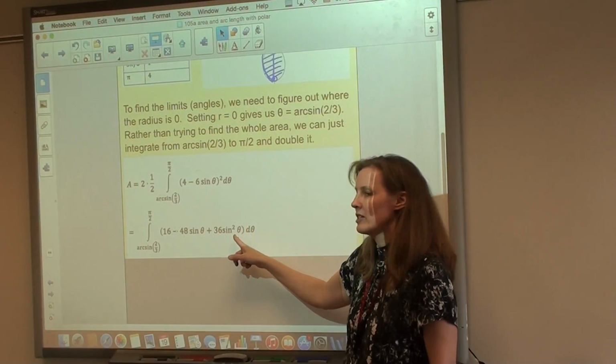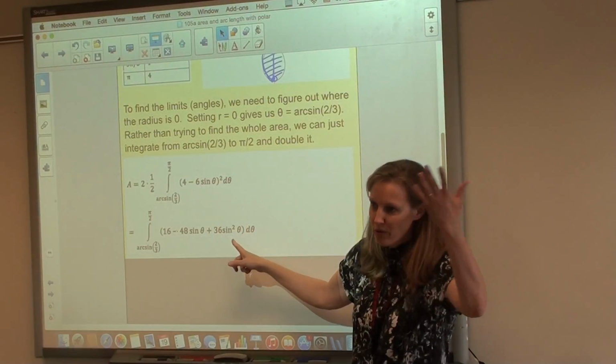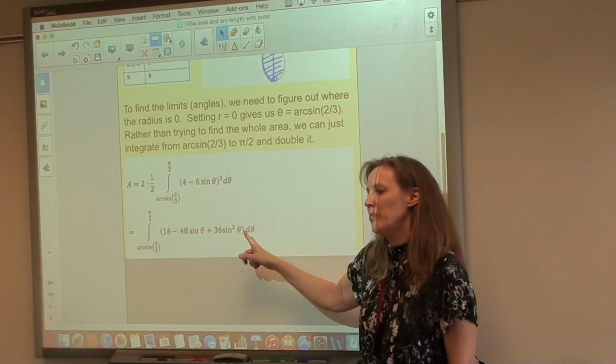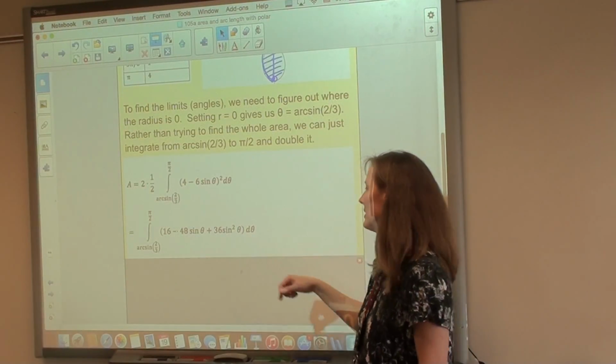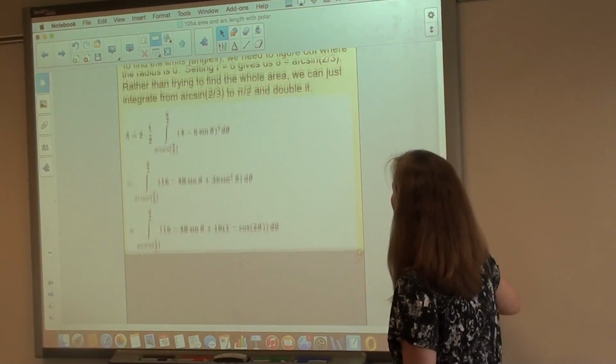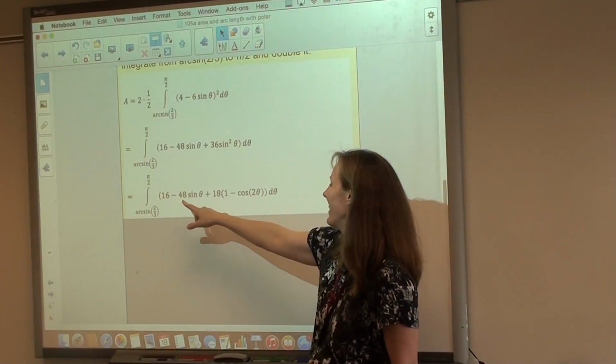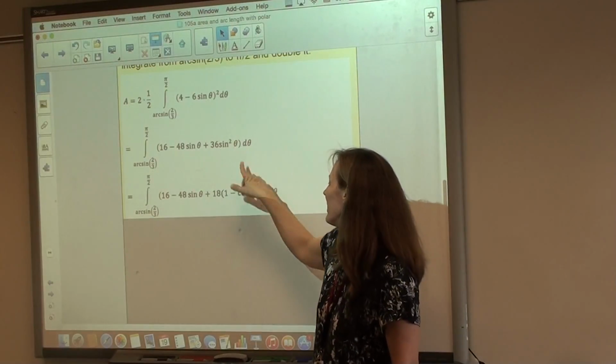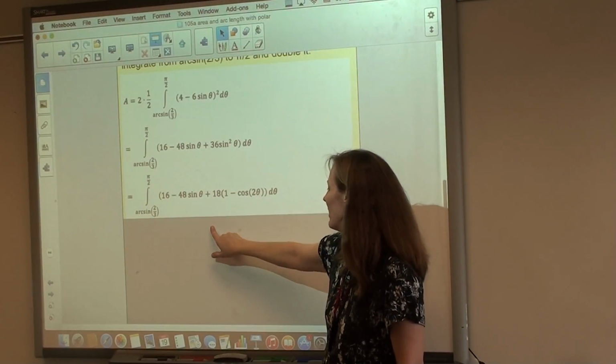How do I integrate sine squared? What do I have to do? Power reduction. Is it going to be a 1/2 times 1 plus or 1 minus? Minus, right, okay. So we plug in, we do our power reduction, then we integrate.